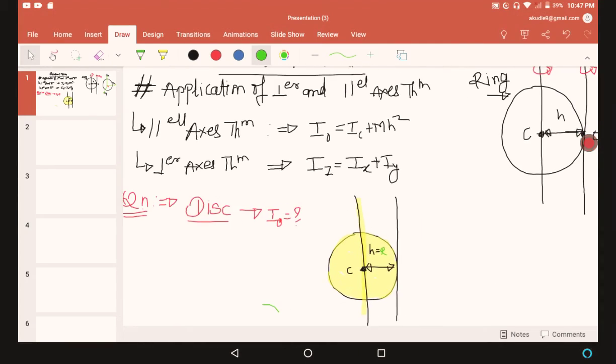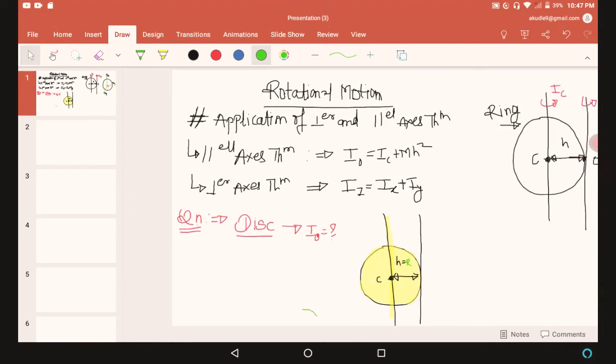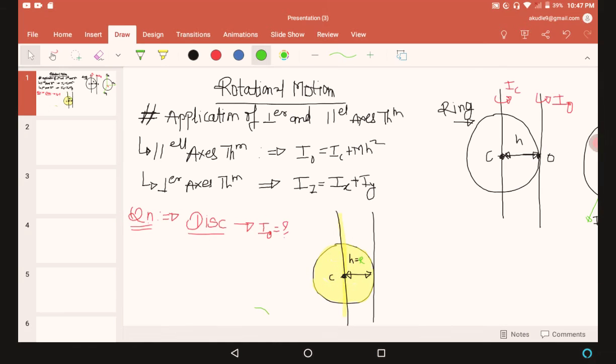Hello guys, today we are going to learn about rotational motion. In rotational motion, we are going to specifically cover the applications of the perpendicular and parallel axis theorem. Before that, we are going to learn what we mean by the parallel axis theorem and the perpendicular axis theorem, and what their derivations are.